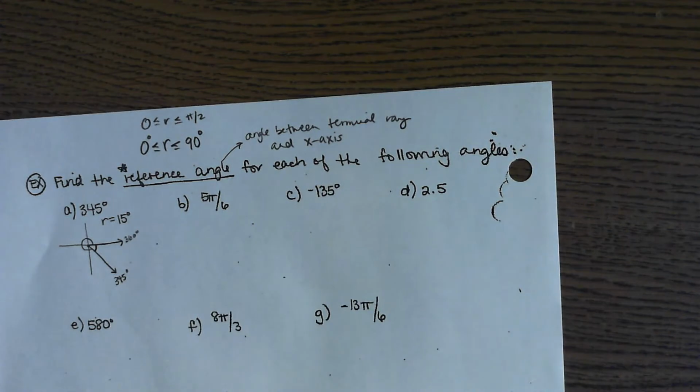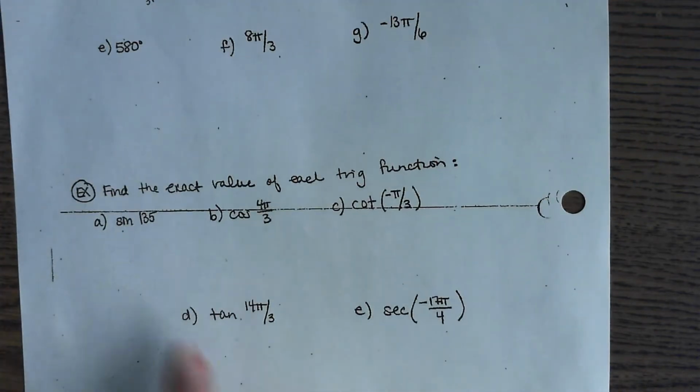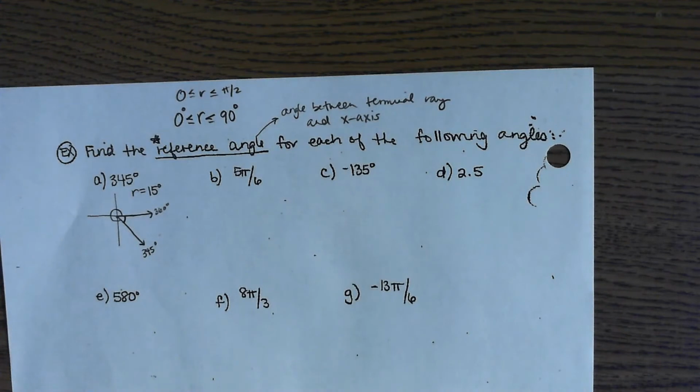Now, they're not asking us to find the sine, cosine, or tangent of 345. So the fact that the reference angle is 15, that's fine. Once we get down here, though, our reference angle should be all one of our key memorized values. What's the reference angle of 5 pi over 6?